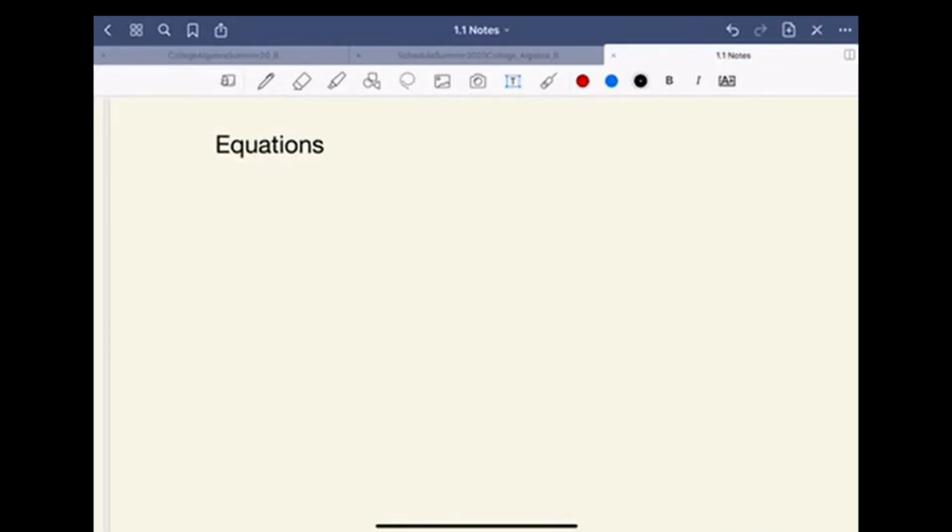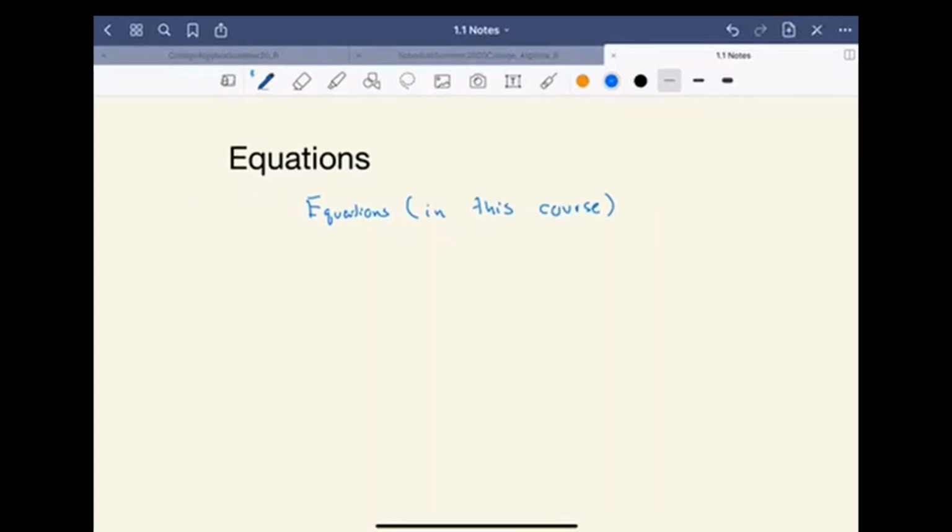All right, next we're going to talk about equations. Okay, so equations in this course, because of course we can go more abstractly than this, but in this course, equations are going to be relationships between x and y variables.